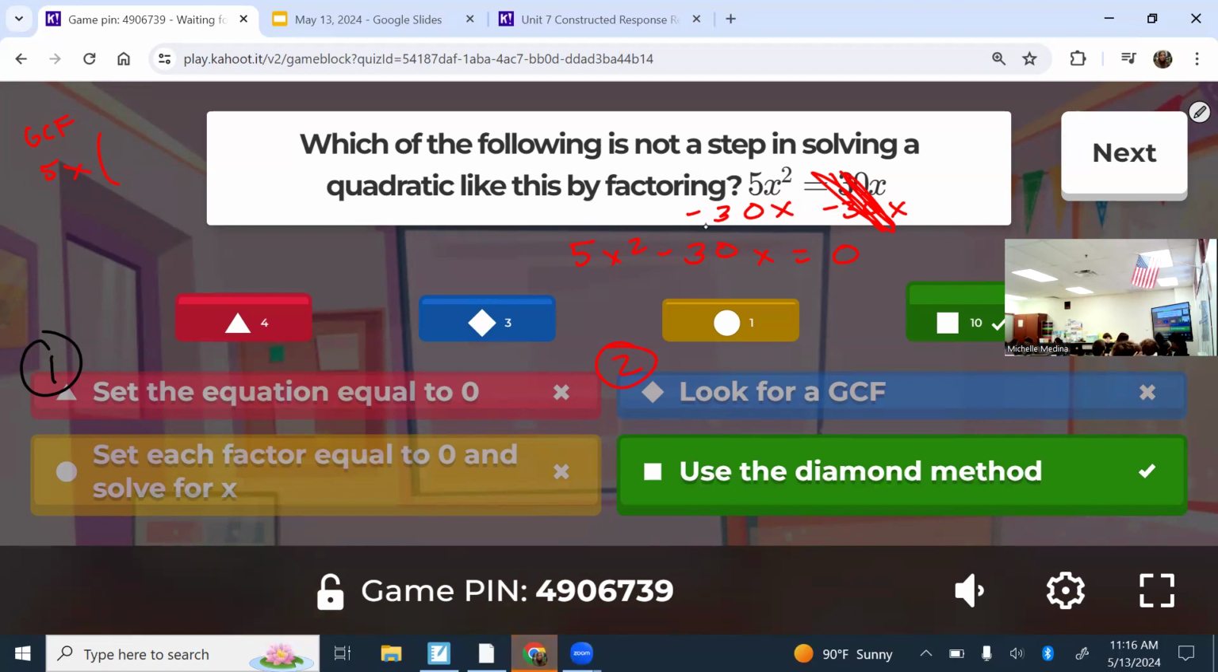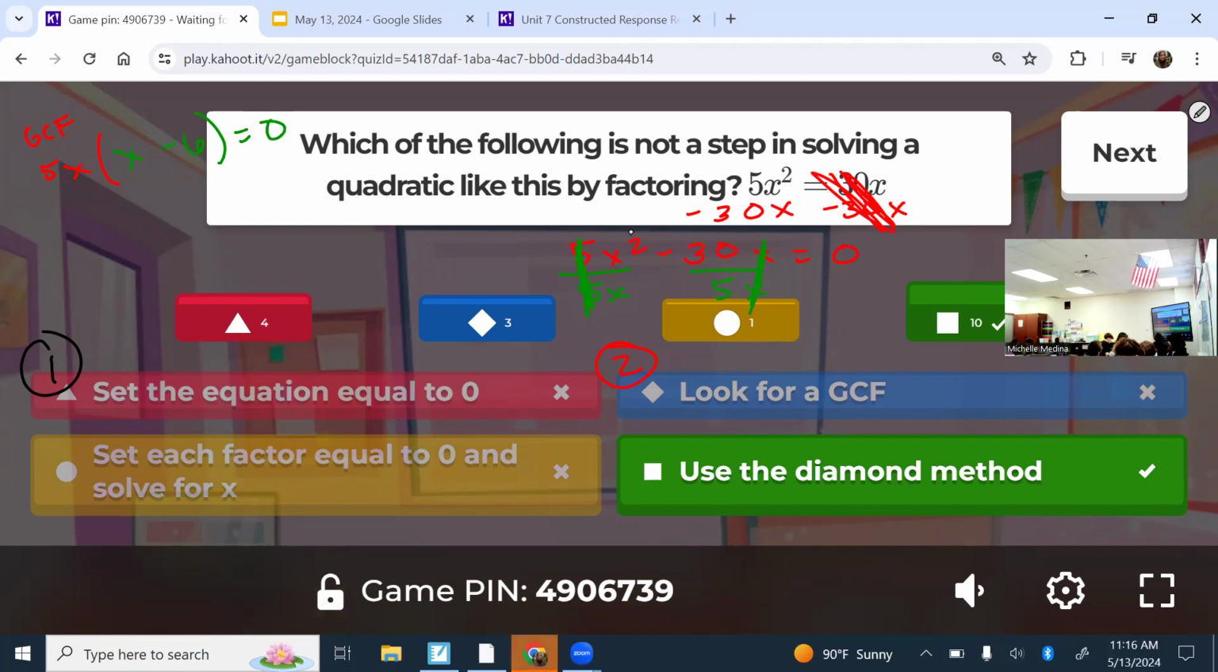Inside the parentheses, I get what's left from dividing each term by my GCF. If you have the same exact thing on top and bottom of a fraction, it cancels. So 5 over 5 cancels to 1. What's x squared divided by x? And then over here, x over x cancels, with negative 30 divided by 5.